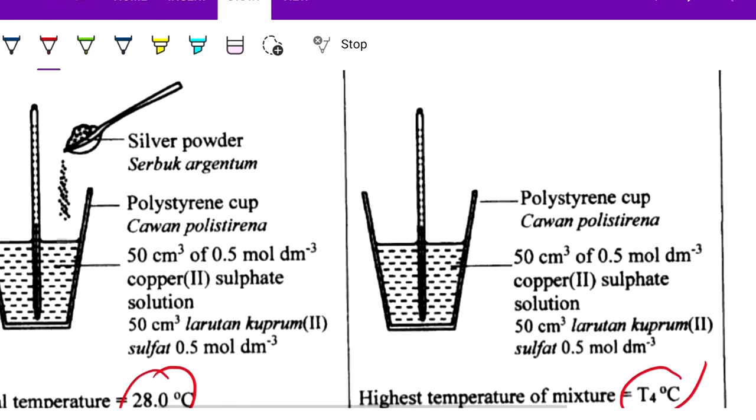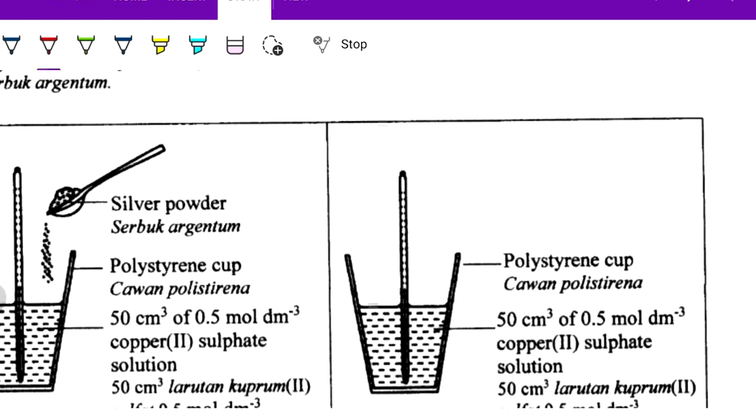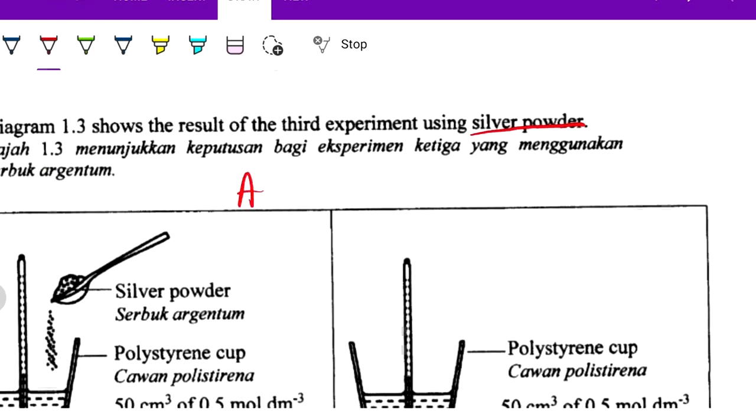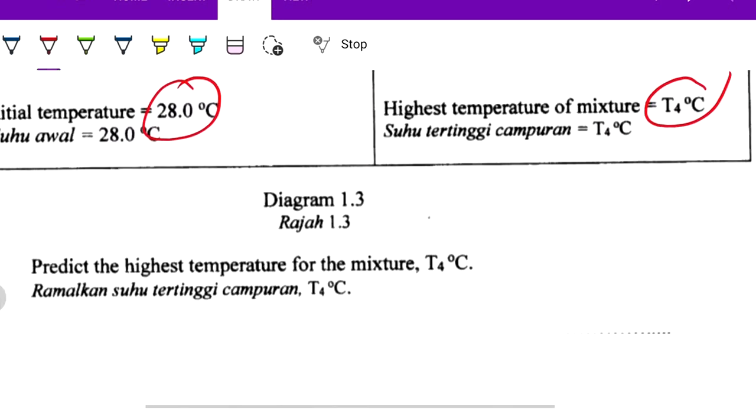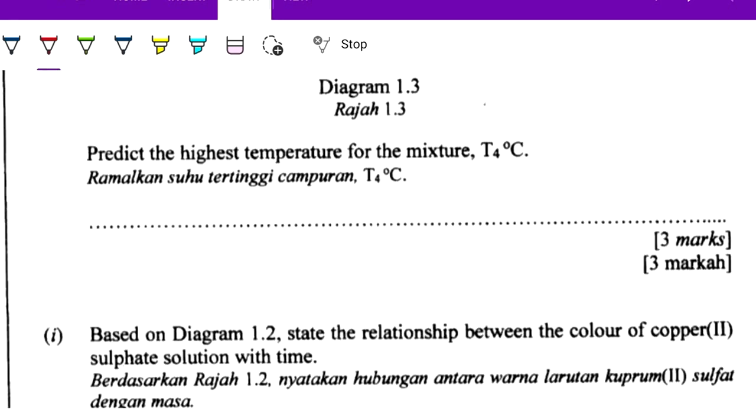So you have to know silver. Silver you put inside the copper(II) sulfate, right? Silver is less electropositive than copper, so it's not able to displace. Not able, so no reaction actually. If no reaction, it means the highest temperature will remain the same, 28 degrees Celsius.